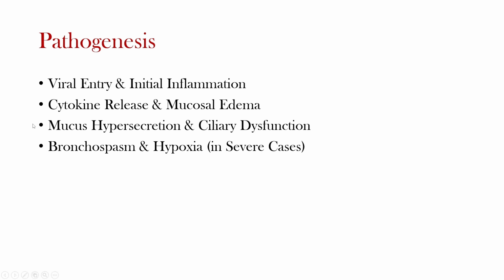Then, goblet cells will increase the production of the mucus, which will further cause an obstruction in the airways. We will have a ciliary dysfunction, so the mucus clearance function will get impaired. That's why we will have a productive cough, and eventually in the severe cases we will have a bronchospasm and hypoxia.